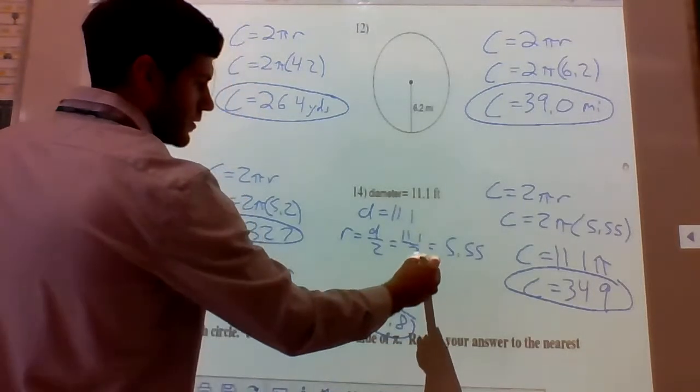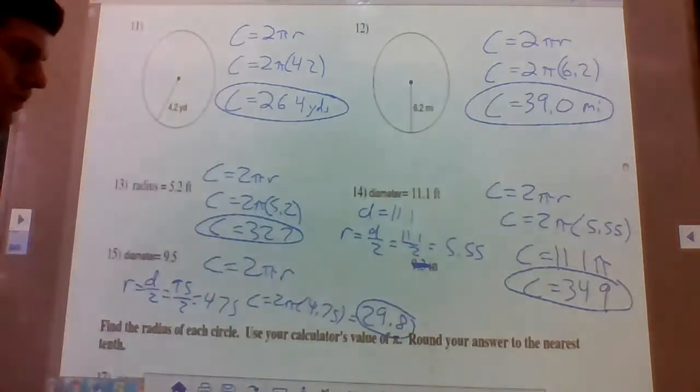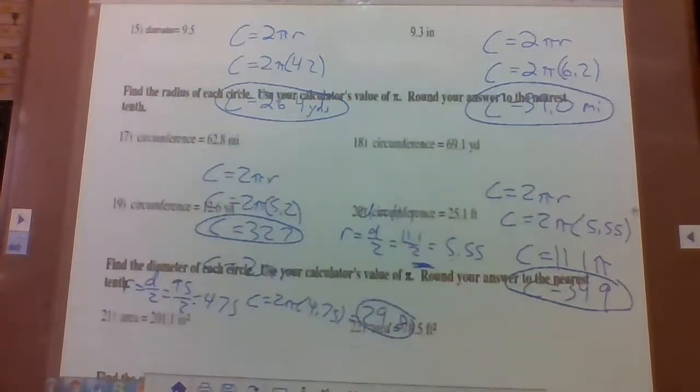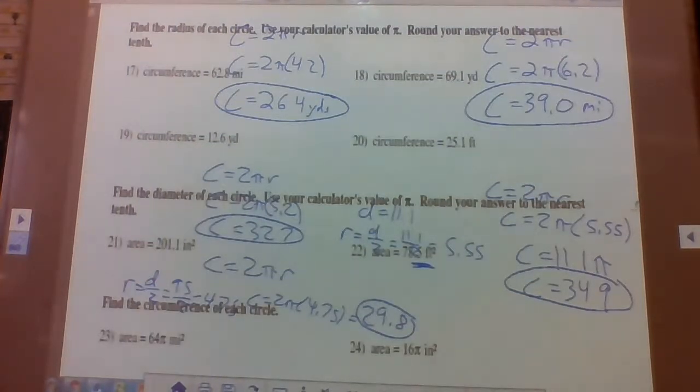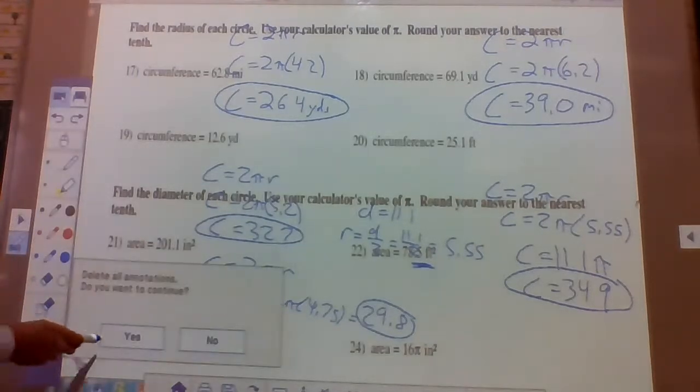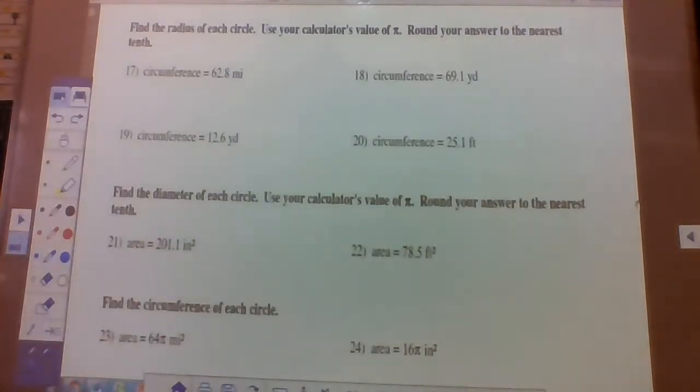All right, and again, we crossed off what was number 16. So hopefully that's all good. Now we can move on to some of the better problems, starting with 17. So they're giving us the circumference and they want us to find the radius. So basically we're just going the other way.